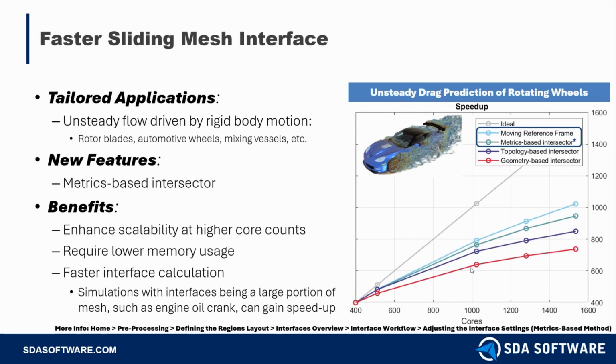Besides the enhanced scalability, the new interface actually offers faster interface calculations. So simulations with a large portion of interface mesh can gain a noticeable speedup. Applications like an engine oil crank, where at least a large portion of the mesh is the cylinder wall, will be considered sliding mesh. More info on how to activate this metric-based intersector can be found in the more info path down below as well.